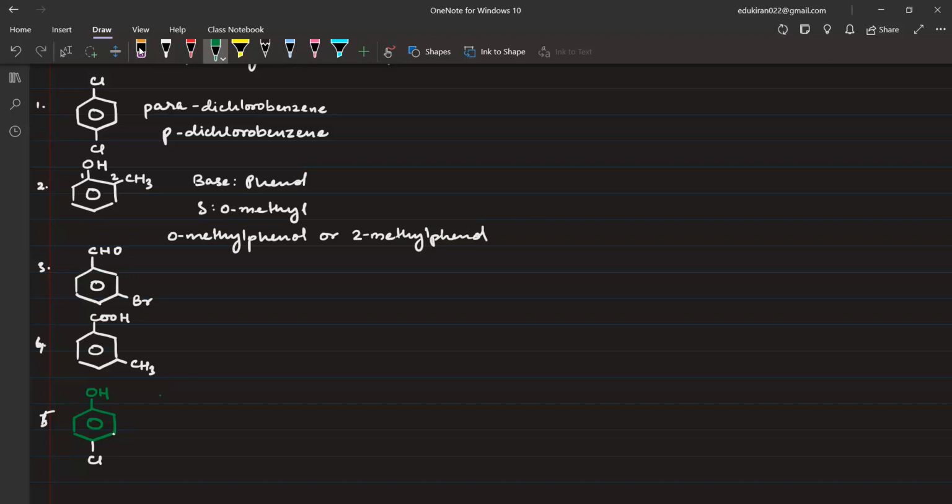Meta-methyl benzoic acid, meta-bromobenzaldehyde, and P-chlorophenol. Yeah, correct. Correct, Rabia, very good. Madiha, M-bromo, M-methyl, and P-chloro benzoic acid. Madiha, write the full benzoic acid. Okay. Also, Mariam Khatun, methyl is methyl.